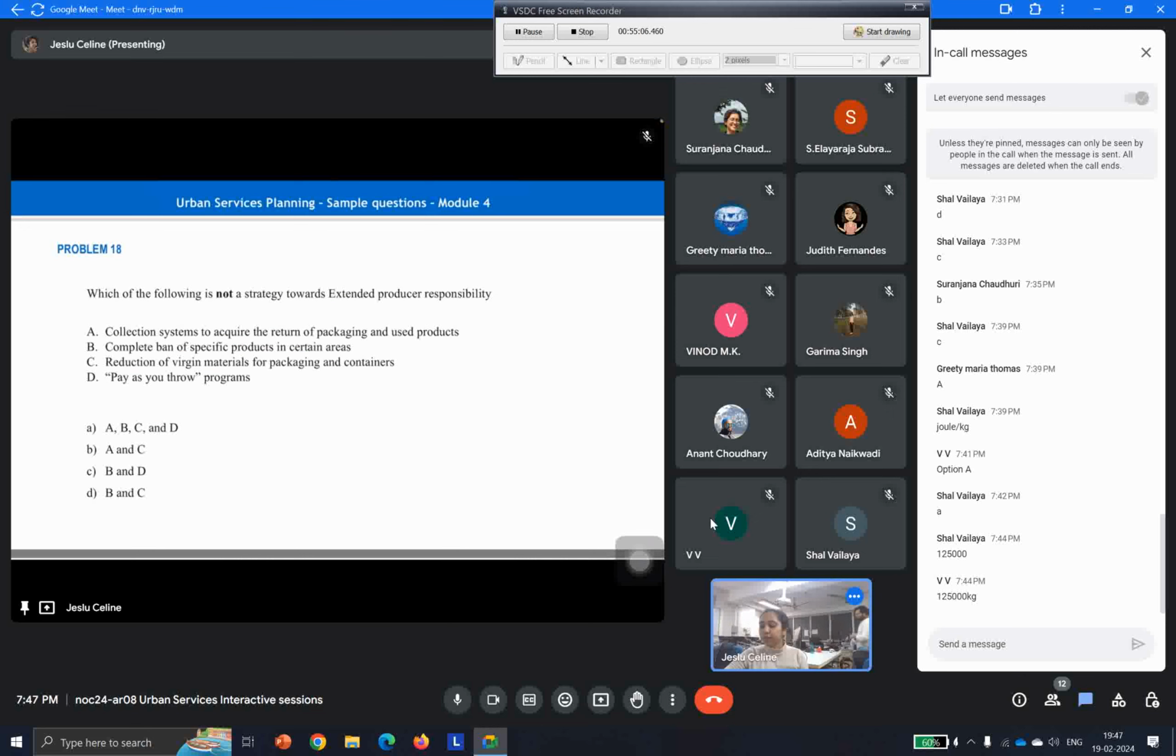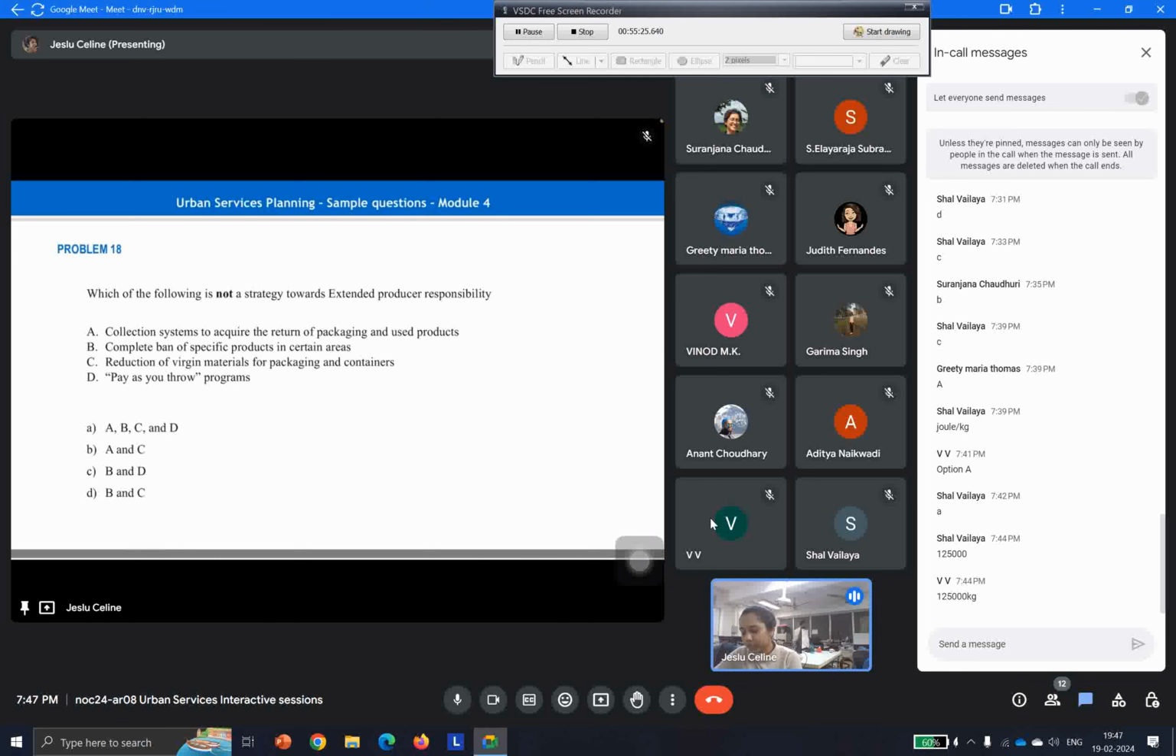Problem 18. Which of the following is not a strategy toward extended producer responsibility? A. Collection system to acquire the return of packing and used products. B. Complete ban of specific products in certain areas. C. Reduction of virgin materials of packing and containers. D. Pay as you throw programs.